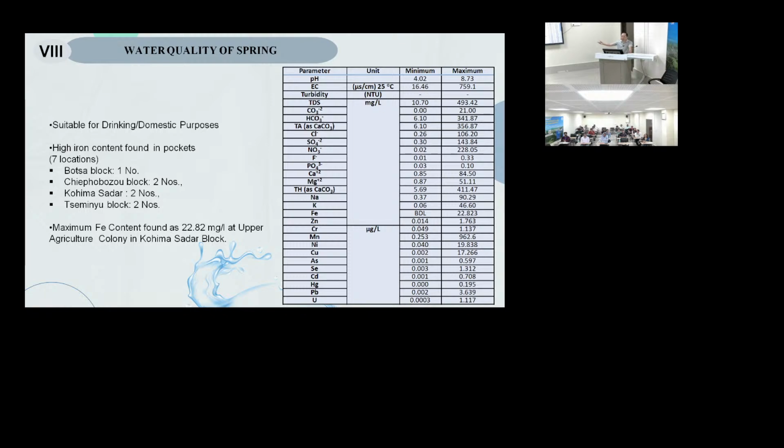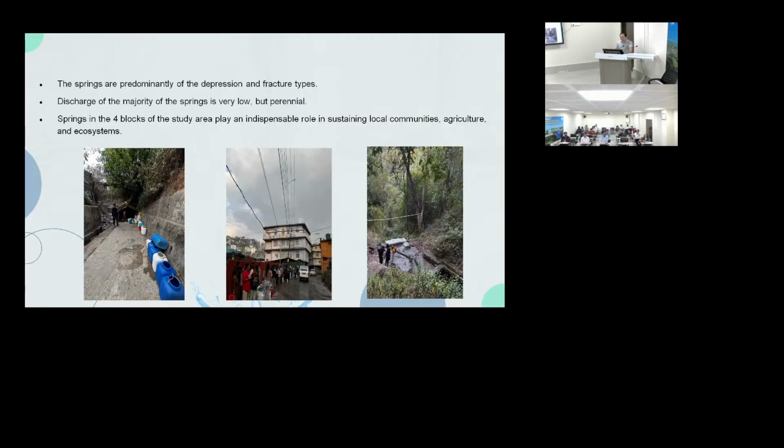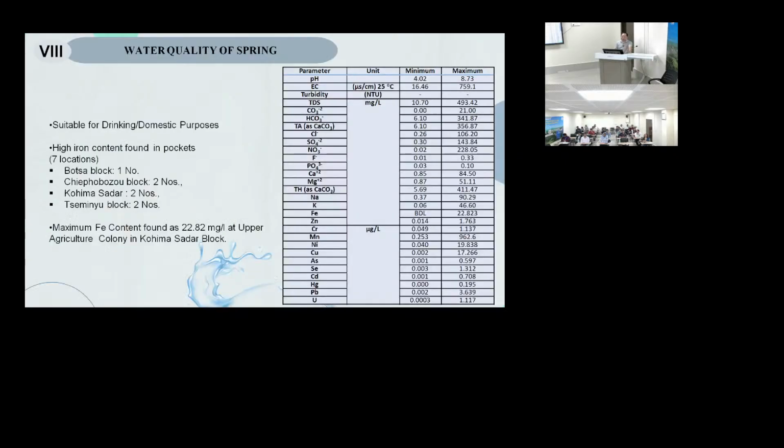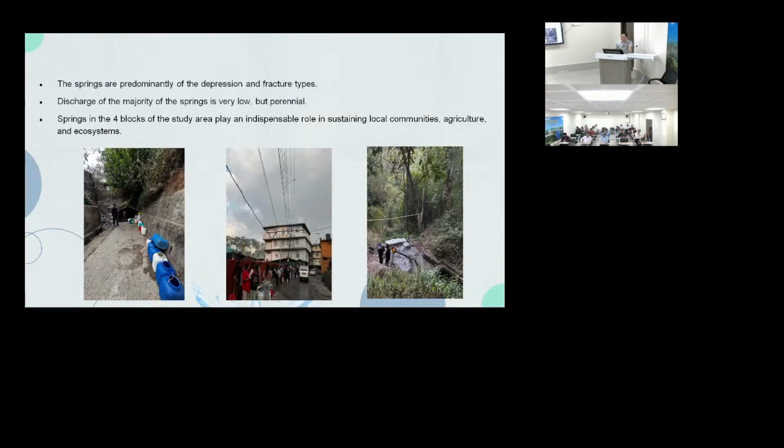The next lecture will be covered by Sausar. I think he will explain the chemical part in detail. Usually in Nagaland there is a high concentration of manganese and iron, also because of the geological formation. So, as I mentioned earlier, springs are predominantly of depression and fracture types, and the discharge of the majority is very low, but perennial.